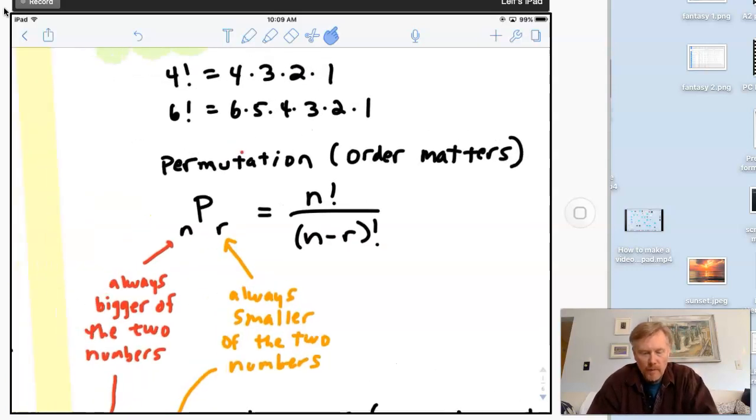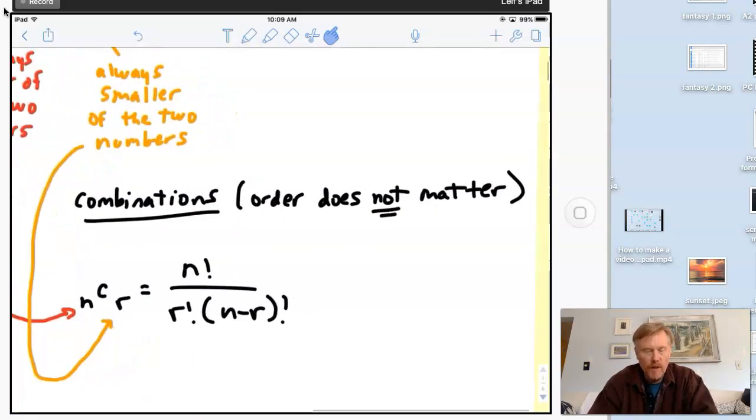Okay, so they have this formula. There'll be two numbers next to the P, one before it, one after it. That'll be the N and the R. Remember, the N, the one in the front, is always bigger. It just always is. So if you're stuck on which one goes where, the bigger one always goes in the front, the smaller one goes in the back. And then we'll plug in the numbers and do some factorial, and I'll show you how to do that in a little bit. But that's the formula for the permutations.